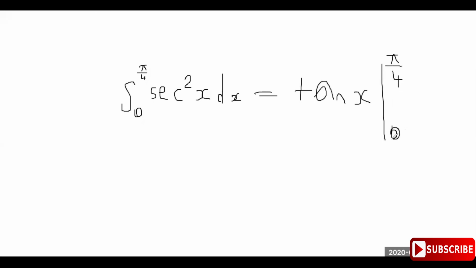This should be 0. Now, what is the tan of pi by 4? What's the tan of 45? 1. What's the tan of 0? 0. And so the answer is just 1.